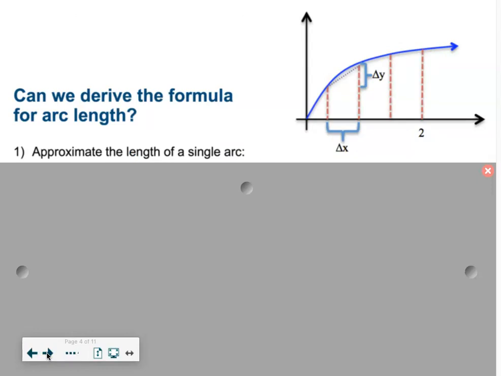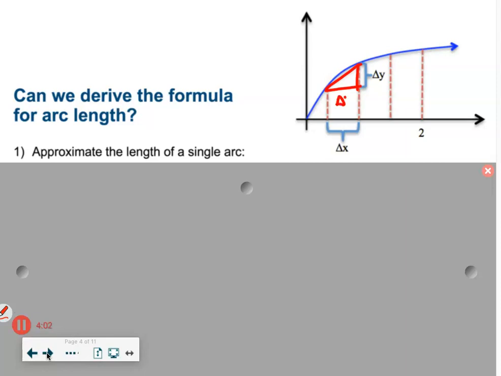So how do we derive the formula for arc length? This is one of those things that you don't have to actually write down if you don't want to. This is the where did this formula come from slide. All right? Okay. So when we need to calculate the formula for arc length, the first thing that we do is we just approximate the length of a part of the arc. So we just pick a little spot.